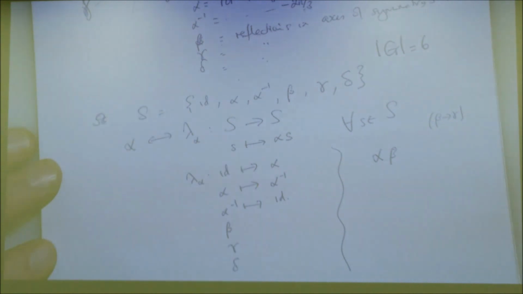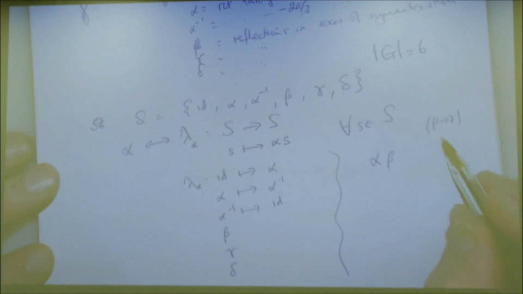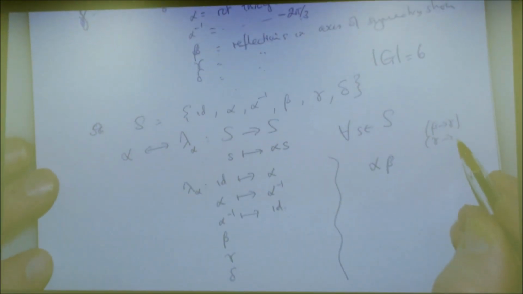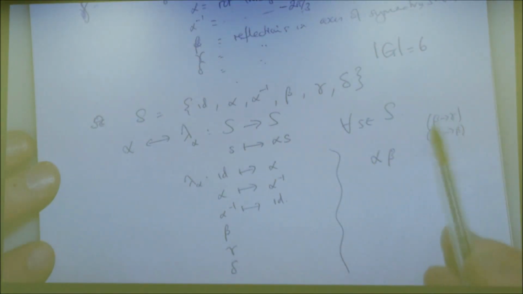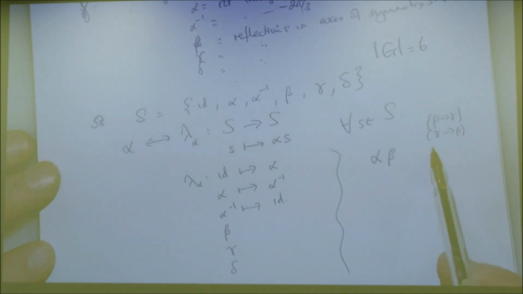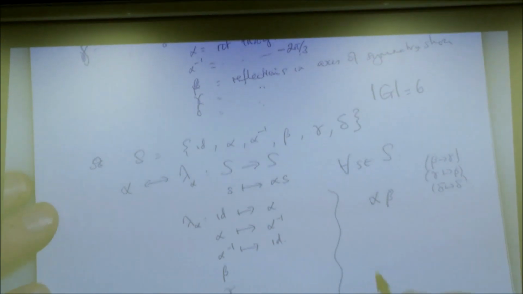What happens to gamma on the other hand? Well, what does beta do to gamma? It sends it to delta, and then alpha rotates it to beta. So the effect of this product is to do this exchange. It means that what is going to happen to delta, delta is going to have to be fixed. But this is the map that fixes delta and exchanges those two things. It's called delta.